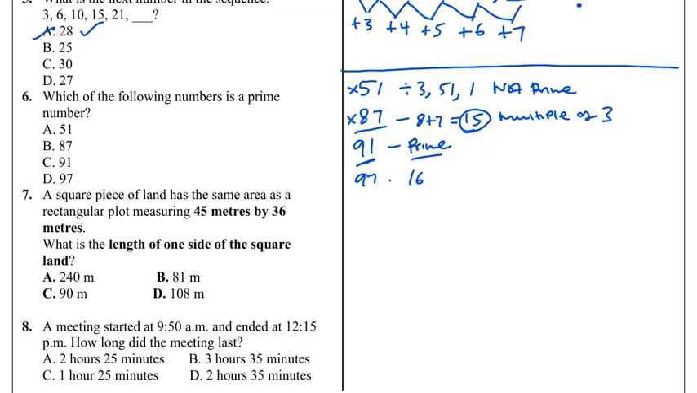97 divisible by 3? We check. We start with 97 divided by 2, no. By 3, no. By 4, no. By 5, no. By 6, not divisible by 6, no. By 7, no. By 8, no. By 9, no. By 10, no. By 11, we can check 13.